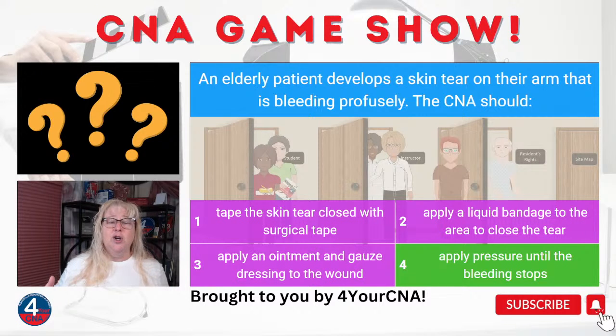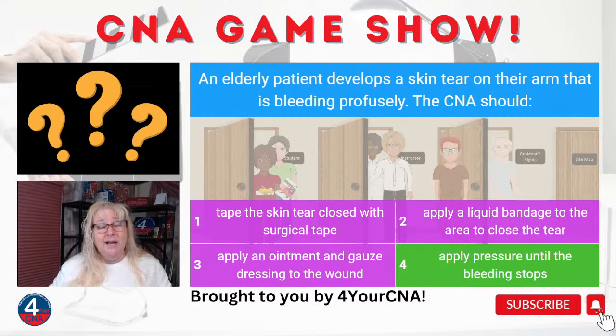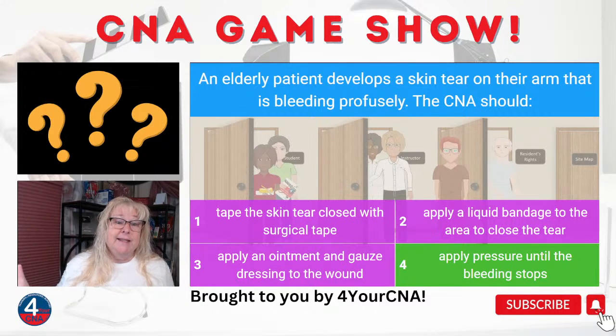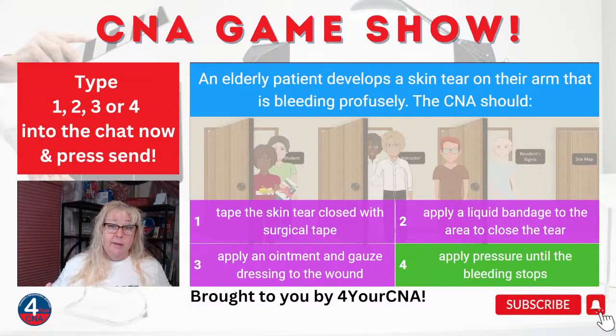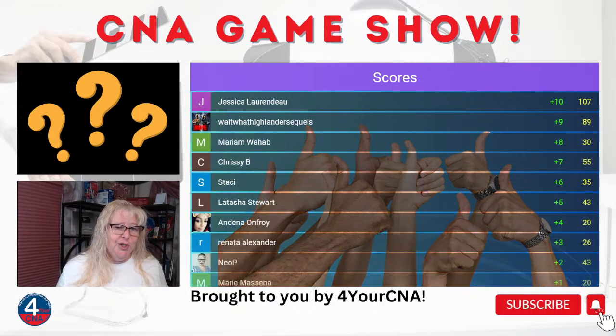Now, skin tears occur when the skin is very, very thin. If you put tape on very, very thin skin, when you try to take the tape off, you're going to take the skin with it. We never apply liquid bandage. That is not a CNA job at all, because whoever's applying that liquid bandage has to assess the tissue underneath to make sure we're not locking in things that could hurt the patient later. And we don't apply ointment and gauze over the wound when it's still bleeding. We want to hold pressure.